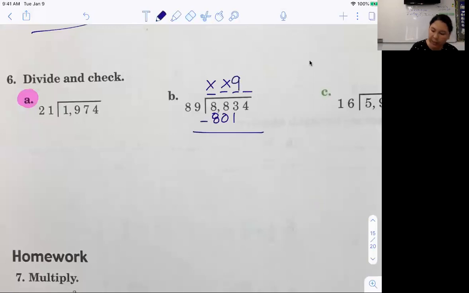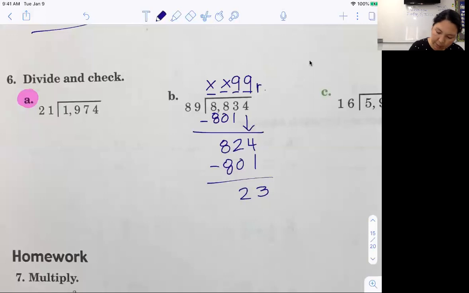Let's subtract and see what we get. 3 minus 1 is 2. 8 minus 0 is 8, so we have 82. Bring down the 4. Can 89 kids go into 824 desks? Yeah, 9 again, huh? 801 subtract, I get 23. Remainder 23. I'm not going to do the check here, but you guys will on yours.